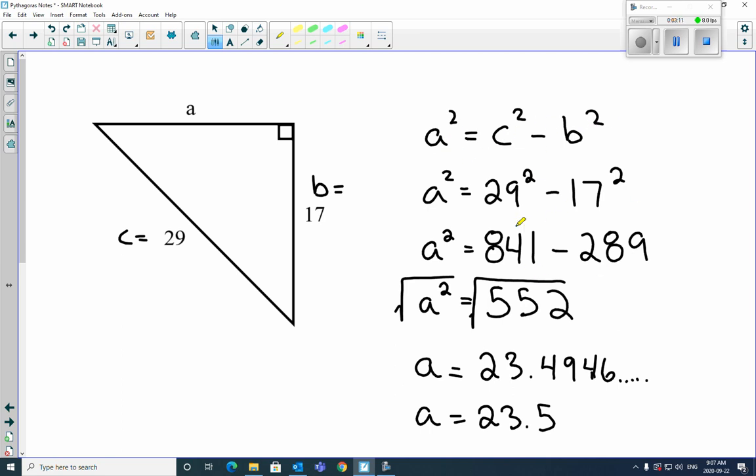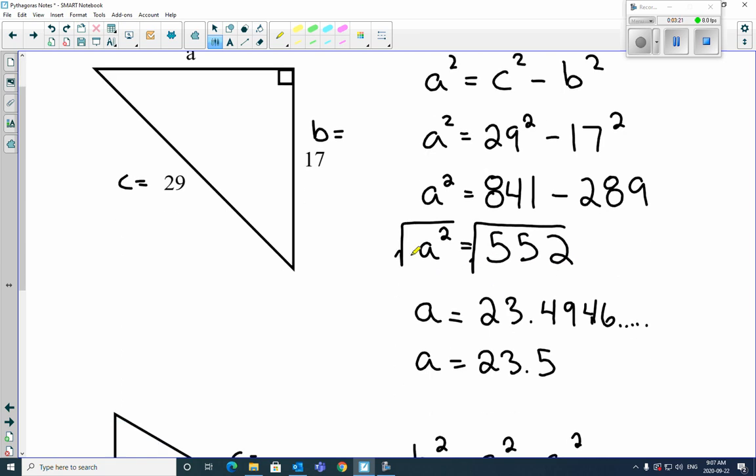Plug in the numbers. 29 squared is 841, 17 squared is 289. Subtract these two, then you get 552. Now you remember, that's not the right answer. We have to take the square root of both sides. So the square root of A squared is A, and the square root of 552 is 23.4946, and so on.